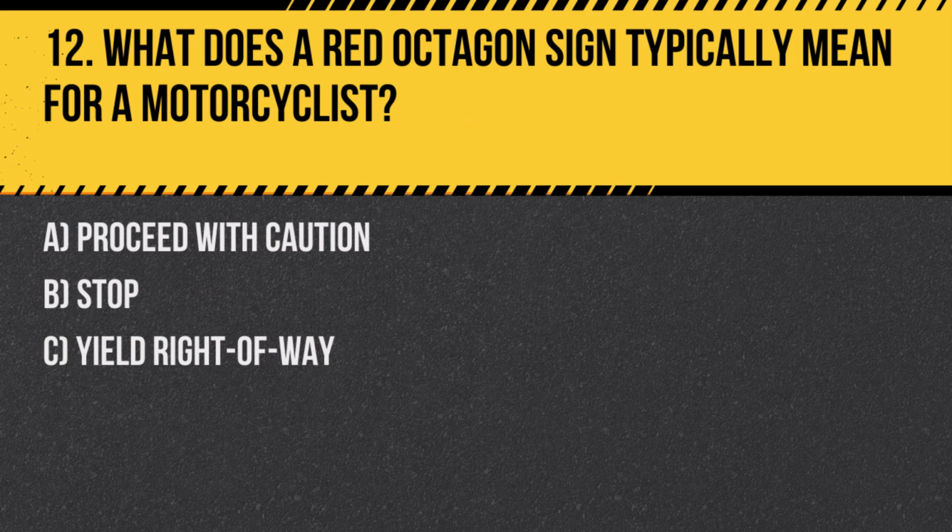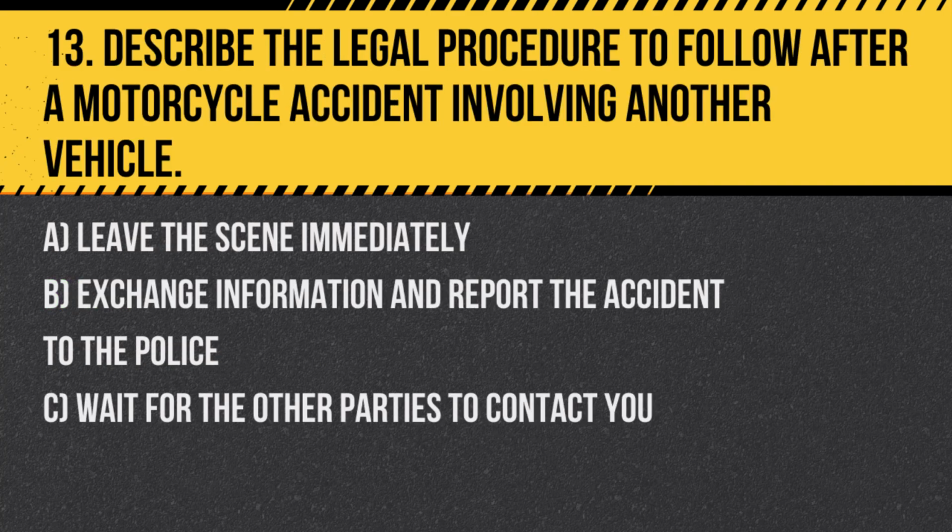A. Proceed with caution. B. Stop. C. Yield right of way. Answer: B. Stop. A red octagon sign universally means that you must come to a complete stop at an intersection. Question 13. Describe the legal procedure to follow after a motorcycle accident involving another vehicle.